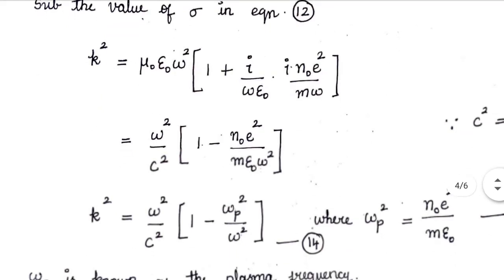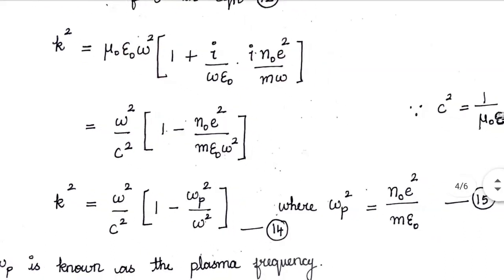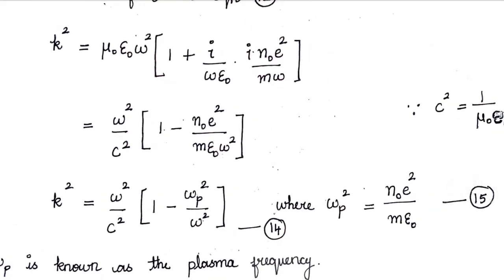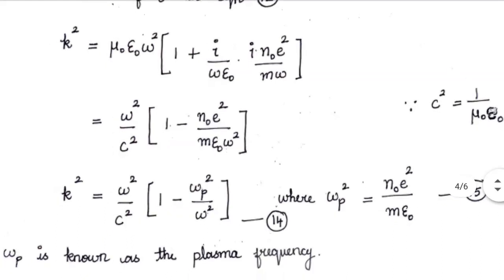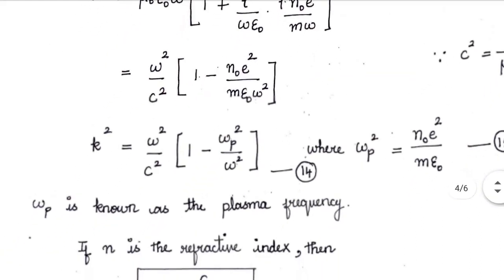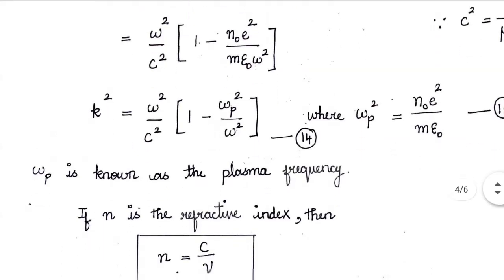So, in the next step, you could see n naught is a constant, E is a constant, m is a constant, epsilon naught is a constant. So, all these are replaced by a factor omega p, which we call the plasma frequency. Okay, so k square is equal to omega square by c square into 1 minus omega p square by omega square, where omega p square is equal to n naught E square by m epsilon naught, which is the plasma frequency of the medium.